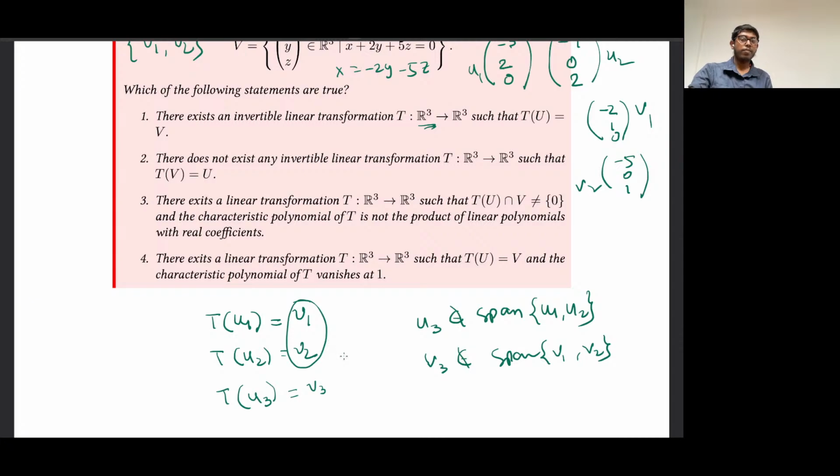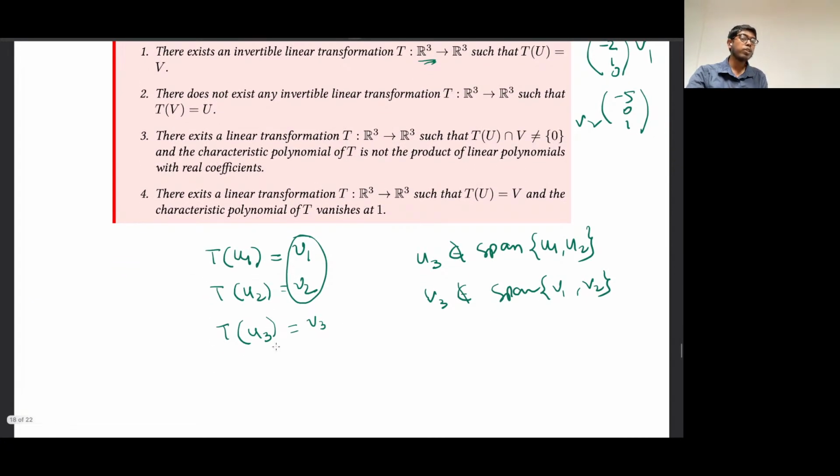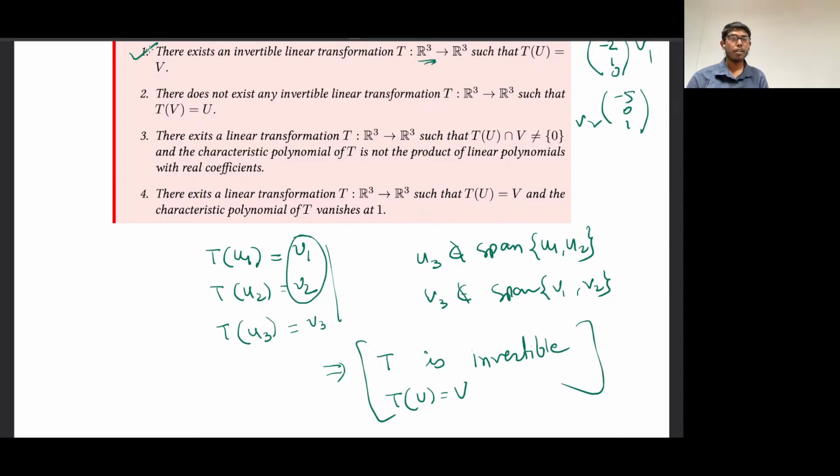Okay, and see, U1, U2, U3 are all linearly independent, and V1, V2, V3 are all linearly independent. It means that T is invertible and T of U equals V. Okay, so this option is correct. And therefore, option 2 is false because it just says the negation of 1, that there does not exist any invertible linear transformation such that T of U equals V.